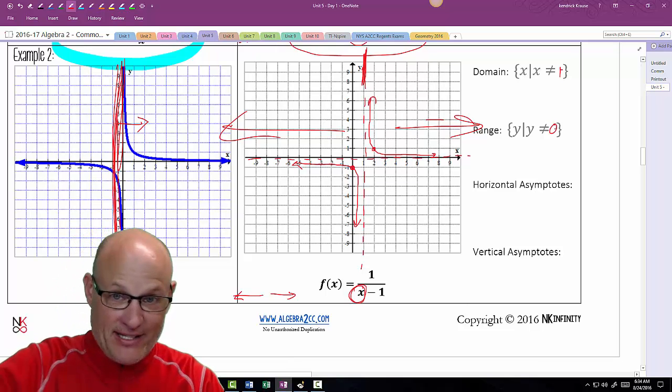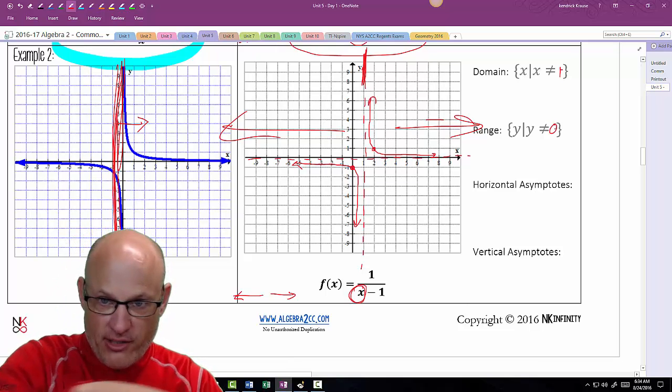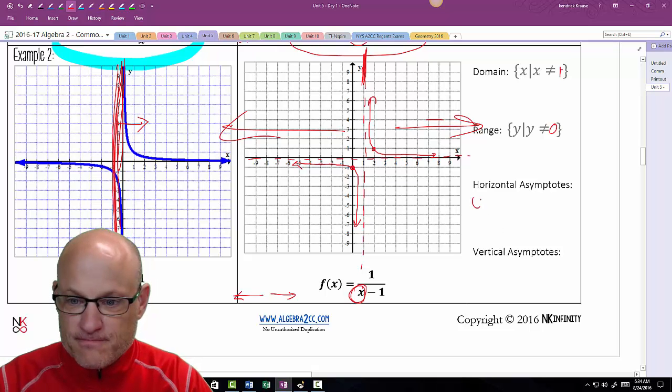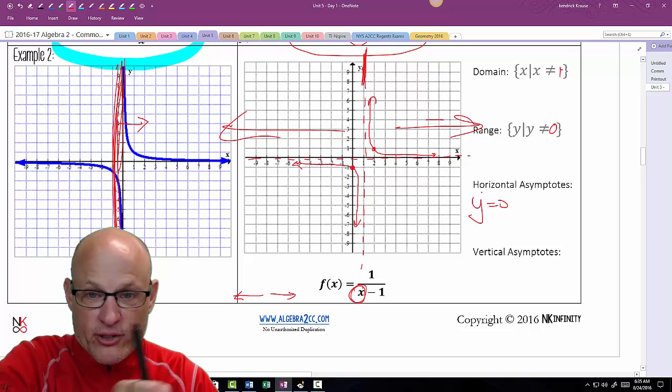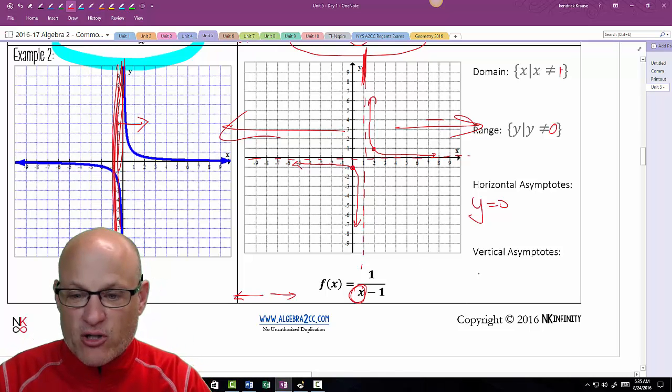Y can get closer and closer to 0, but it will never equal 0. What is my horizontal asymptote? Didn't change. That one's y equals 0. What is my vertical asymptote? That one moved 1 unit to the right, so my vertical asymptote is x equals 1.